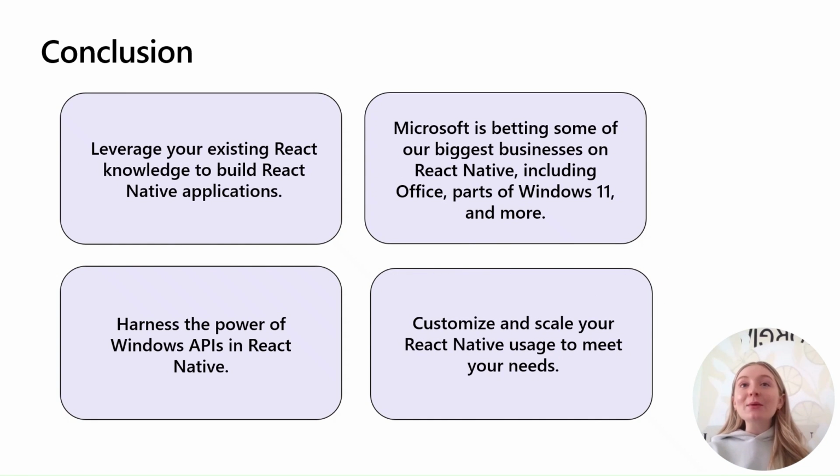All right, so today we walked through creating a sample React Native for Windows app, which reused some code sourced from a React web page and used native Windows APIs. As I close out this talk, I want to stress a few key takeaways from today. First, we saw that you can leverage your existing React knowledge to build React Native applications. Second, we saw that Microsoft is betting some of our biggest businesses on React Native, including Office, parts of Windows 11, and more. Third, we saw that you can harness the power of Windows APIs in React Native. And fourth, we saw that you can customize and scale your React Native usage to meet your product's needs.